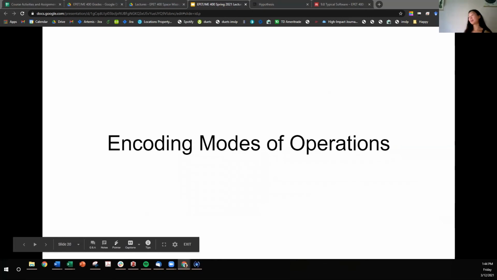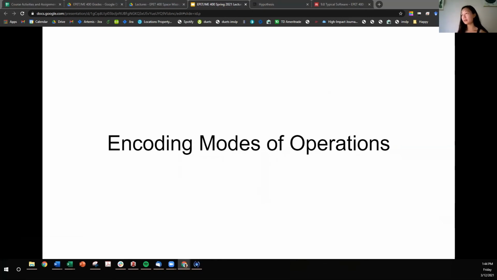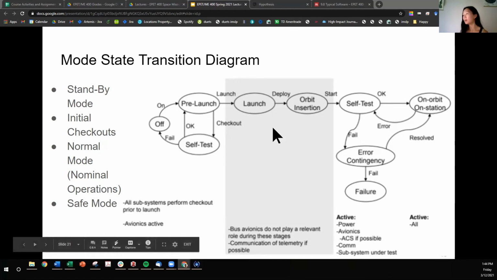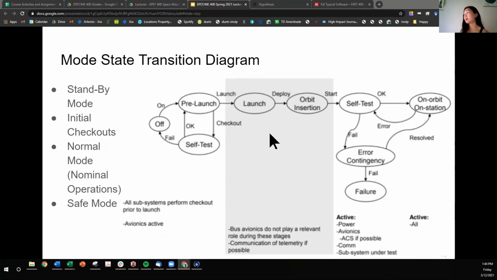Okay, so let's talk about how to encode modes of operations. This would be at the application layer. What kind of applications can you write? How do you encode it? So there are different types of modes. At a very high level, your modes can be a standby mode, initial checkouts, normal mode or nominal operations, and a safe mode, where I have another state transition diagram that is more chronological.